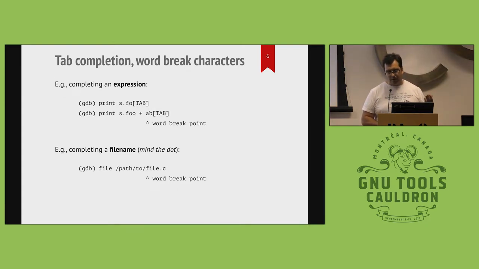Like, for example, look at the dot. If you complete an expression, then s.foo, those are two tokens. But if you're completing a file name, file.c, and you press tab, you don't want to complete just the c. You want to complete it on file.c, the name of the file.